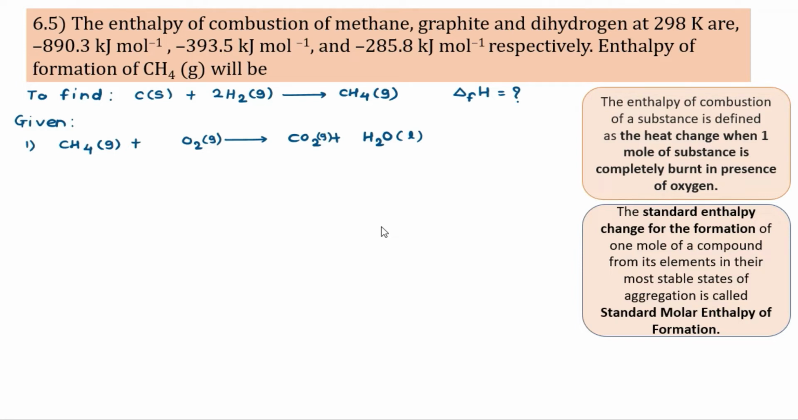Let's balance this chemical equation. So here H4 is balanced by writing 2 here, and after that, 2 oxygen and 2 oxygen is 4 oxygen, which will balance by writing 2 here. And here the change in enthalpy, delta H of combustion, is given as delta cH equal to minus 890.3 kilojoule per mole.